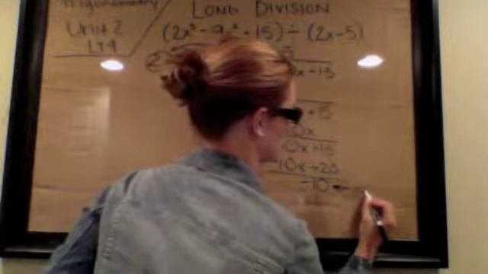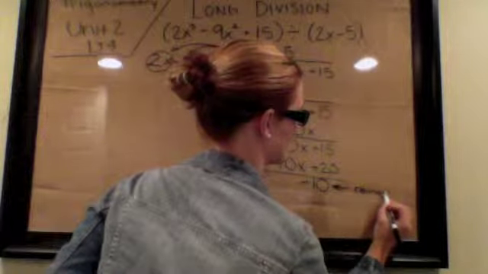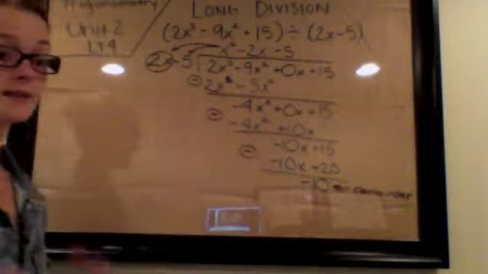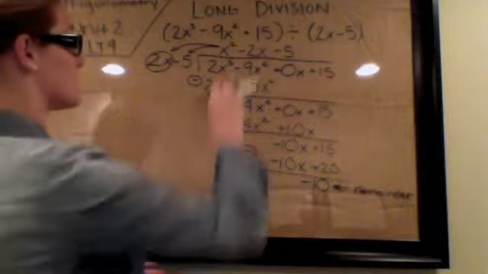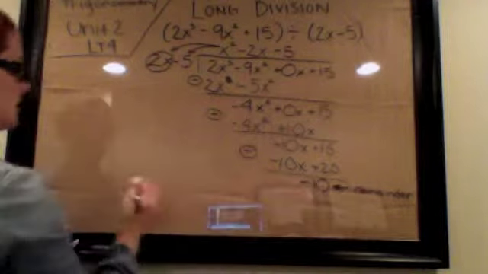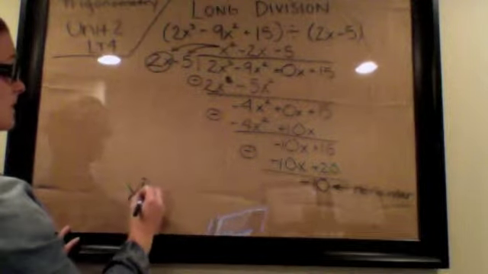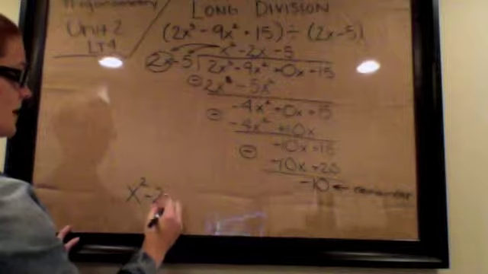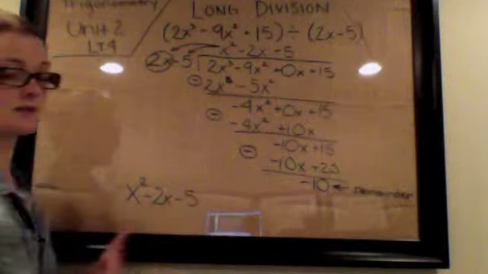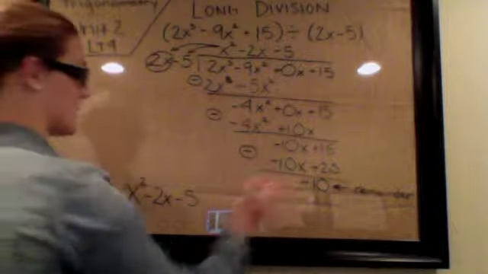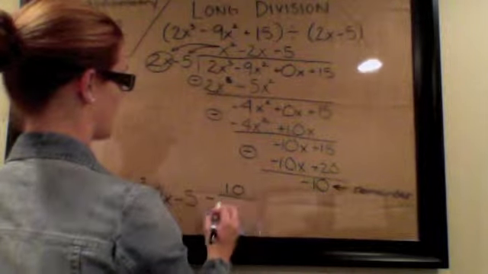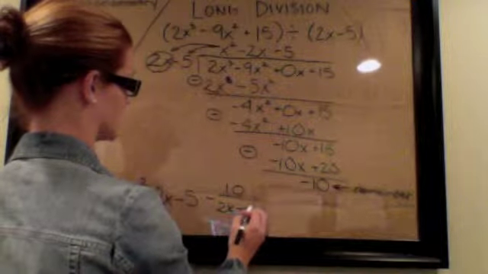Okay? And so when you have just completed a division problem, you are going to state what is left over when you divided these two terms. So we have my leftovers up here and my remainder. We're left with x squared minus 2x minus 5. And now we also have to deal with our remainder. We're really dealing with minus 10 divided by our expression 2x minus 5.